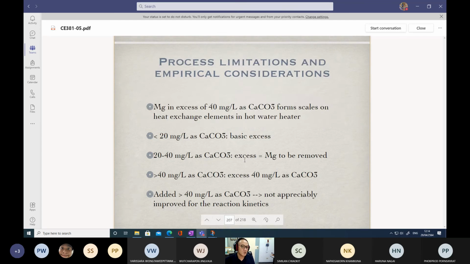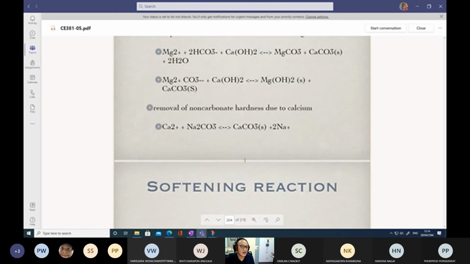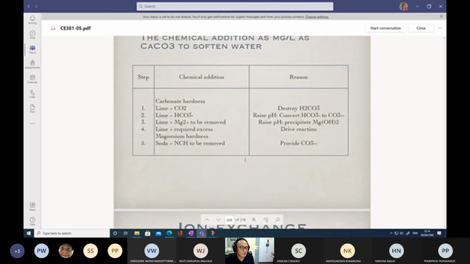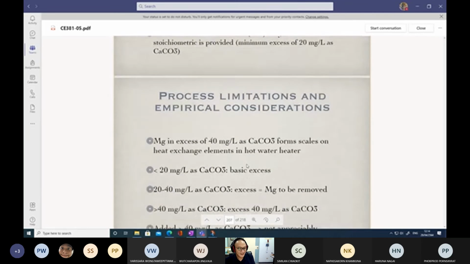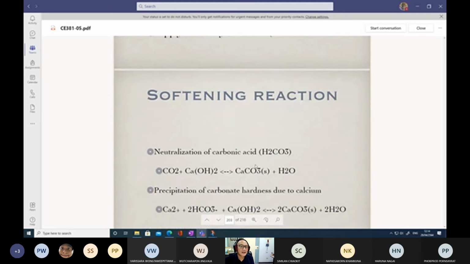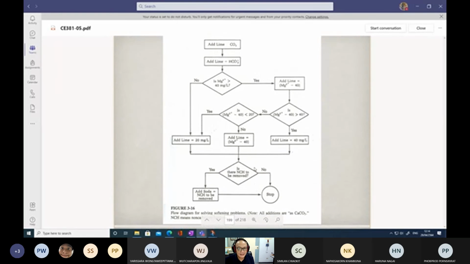But anyway, as I told you, all these chemical reactions and the amounts of lime required look complicated, but it's easy when you look back at this diagram. According to this diagram, it is quite simple. You can just follow these diagrams. At first, we have to add lime equal to the amount of carbon dioxide. And then we add lime equal to the amount of bicarbonate. And then come to the next box.